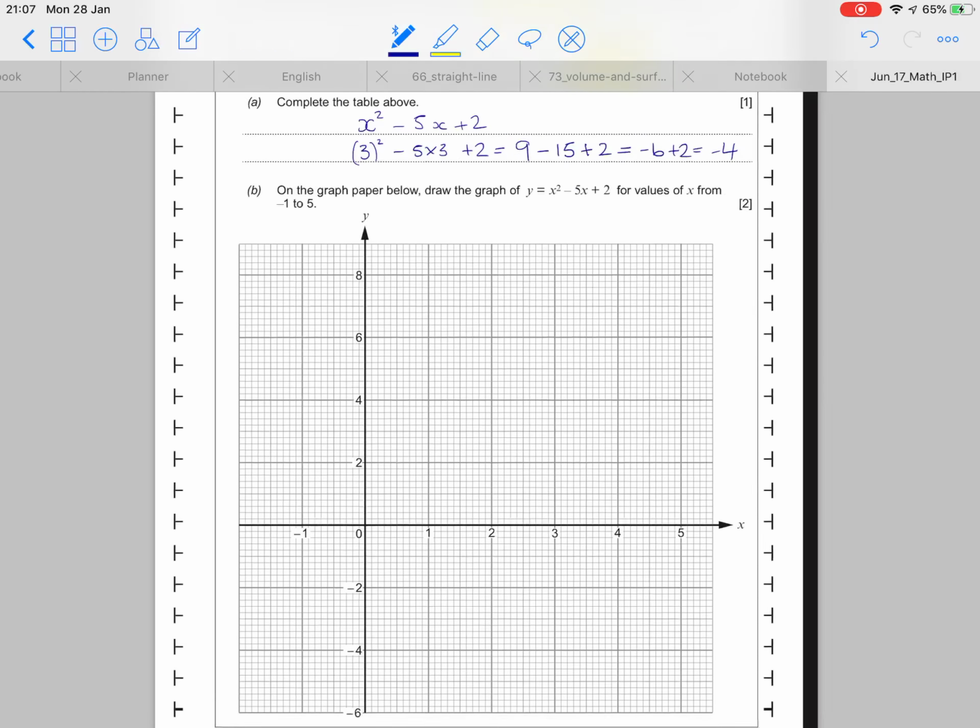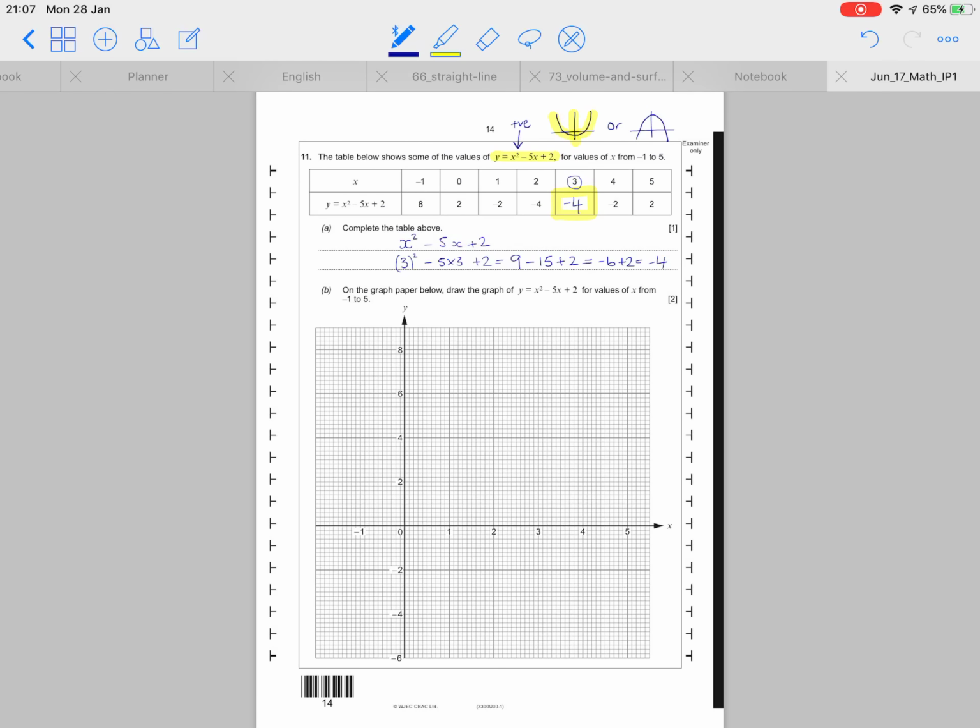Okay, on this grid you've got to be careful to make sure you put your plottings in the right place, but also that when you go through them then to join them up, you're actually making contact with those points. Not just getting close, but having a nice curve going through those points, even if your curve is a little bit wobbly or a little bit offline.